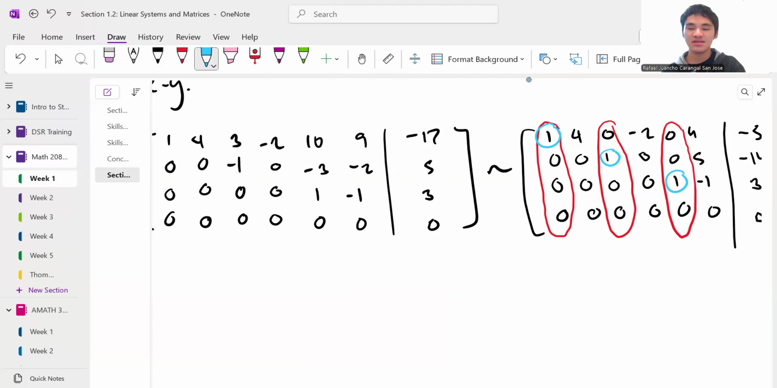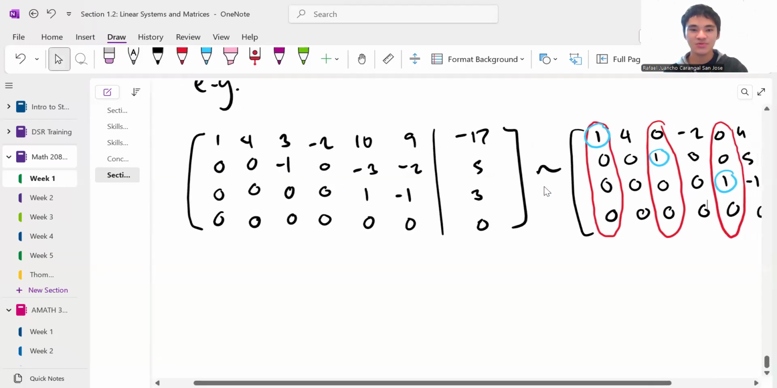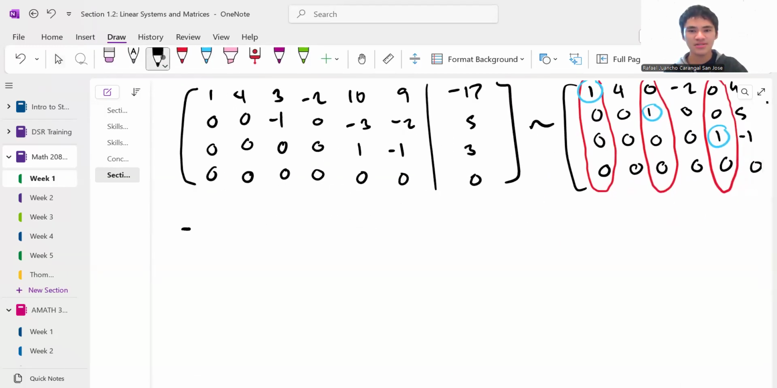But besides that, we can see that the leading terms are all 1. The pivots are all 1. And that's the only entry in this pivot column that's non-zero. So let's actually write down what we observe. Here are our observations. One, okay, this is not from the book. This is just me doing it. One, we observe that all pivots are 1. That's one thing we observe.